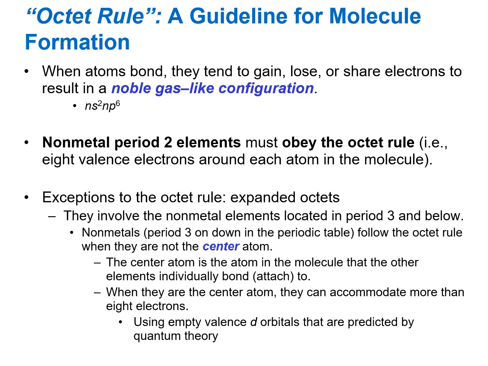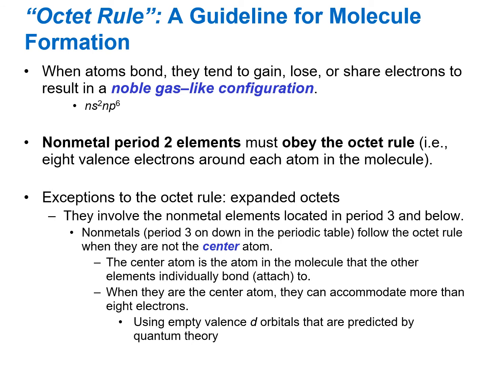And if we look at this slide, the second bullet says non-metal period 2 elements must obey the octet rule. Well, that's kind of true for just about everybody. They're going to try to obey that octet rule, whether they're gaining electrons, losing electrons, or sharing electrons. Now, there are a few exceptions to that. And that might be what the author of this slide is trying to say. I didn't write this slide, I actually borrowed it from another presentation, but I thought it was pretty good.